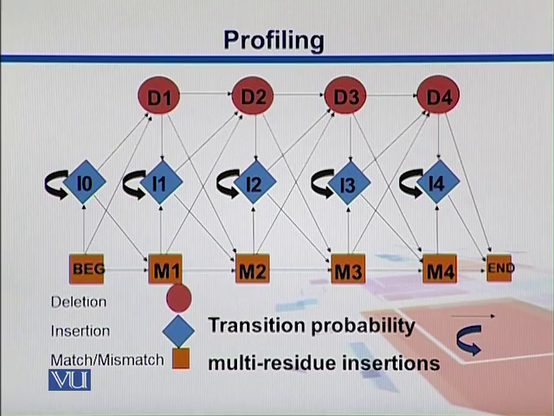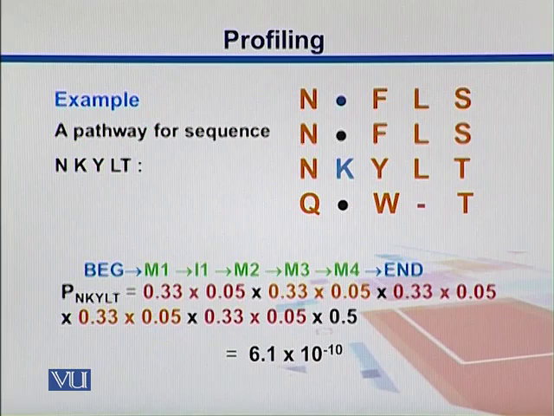A transition probability is an arrow, and this half-circular arrow is your multiple residue insertions, where you can get a large number of residues inserted, and then you go further where you can get some match point. In this way, the system can move from one state to another, and all the possible states have been put into this kind of model. So here is one example. We try to get a pathway for a sequence like NKYLT.